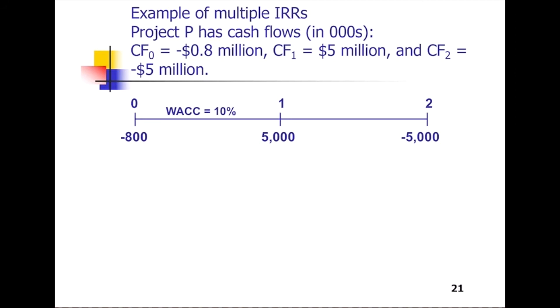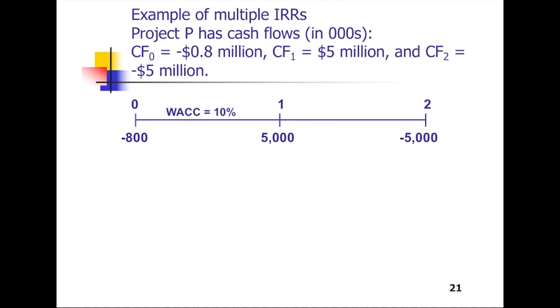Here is an example of multiple IRRs. Project P has cash flows like this. Cash flow at zero, minus $800,000, right? And cash flow at T1, 5 million. And cash flow at T2, minus 5 million, right? So there are 2 sign changes, right? This is negative, positive, and negative. In this case, the multiple IRR problem occurs.